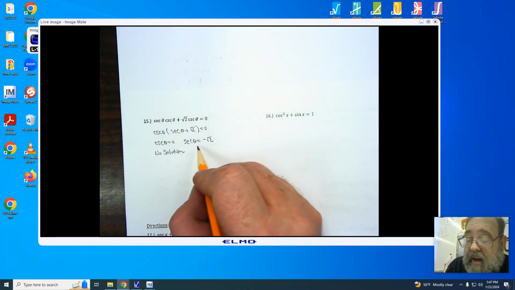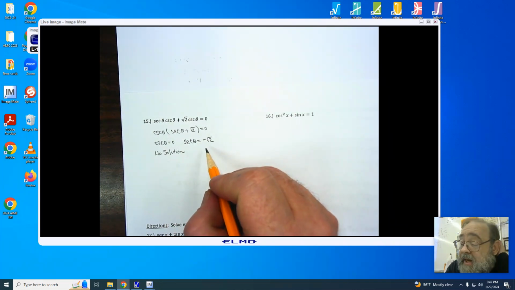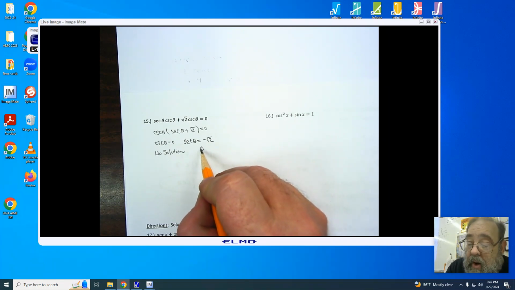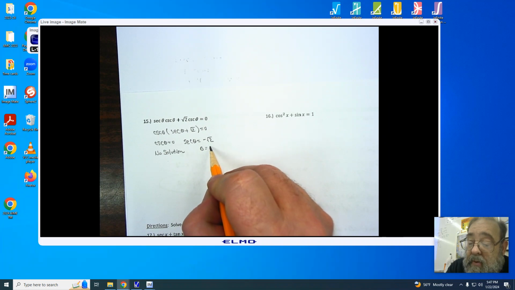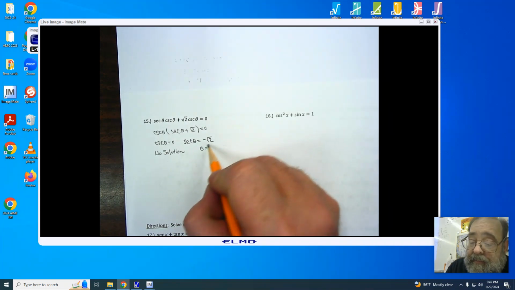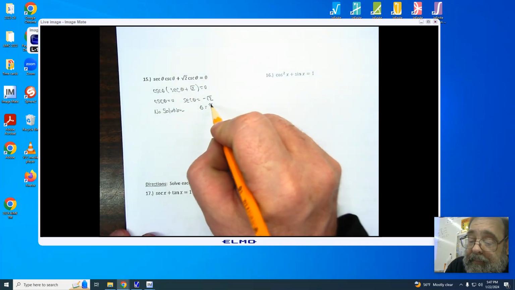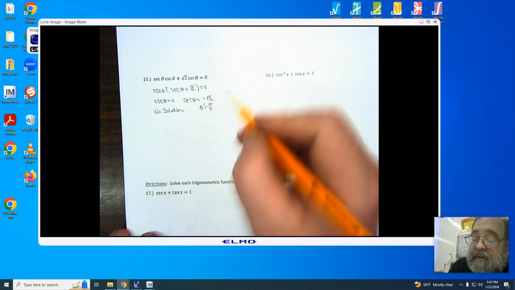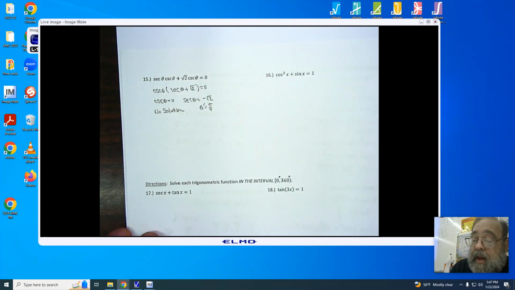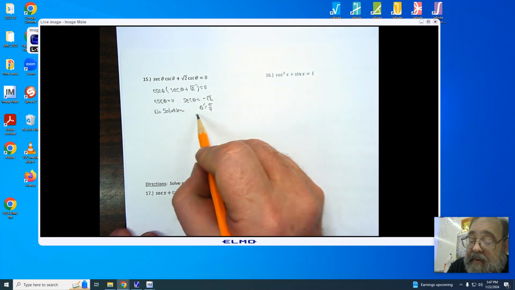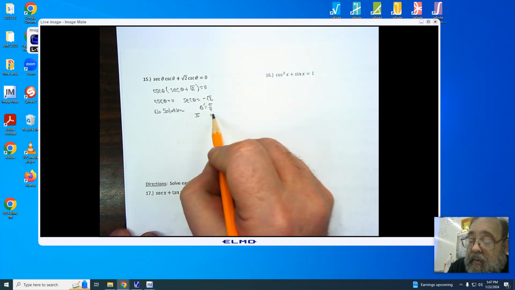I'm now going to attempt to find when my secant is root 2. This is my reference angle. We know that cosine is root 2 over 2 as a radian. I believe I am doing radian mode, and that was at pi over 4. So I now know my reference angle is pi over 4, and in order to have cosine a negative, that's going to happen in the second and the third quadrant.